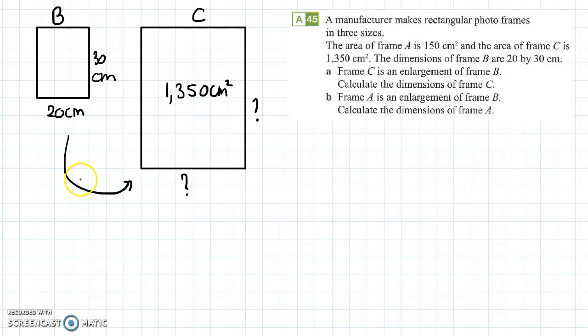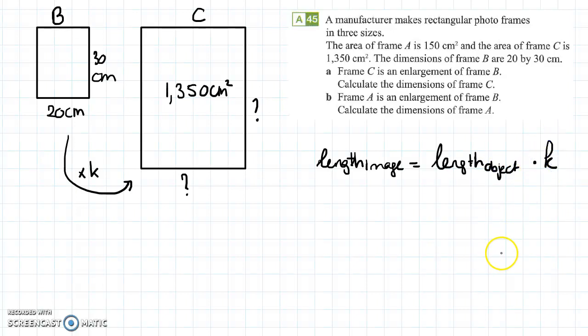In order to calculate that, we need to know what the scale factor is. What's that value of K with which we have to multiply the dimensions of B to get the dimensions of C? Well, to figure out that scale factor, we have to remember there are 2 formulas we can use. First, a length in the image is equal to the length in the original object multiplied with the scale factor. We can use this one once we know our scale factor. Then we do 20 times that scale factor and we know the width of C. So right now it won't work for us.